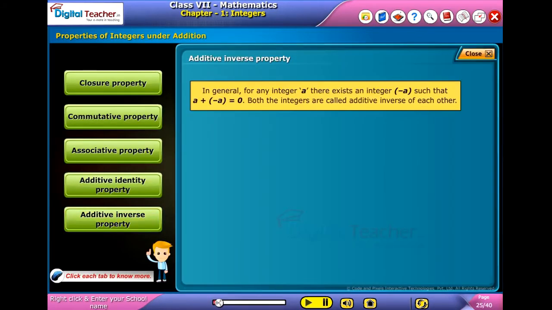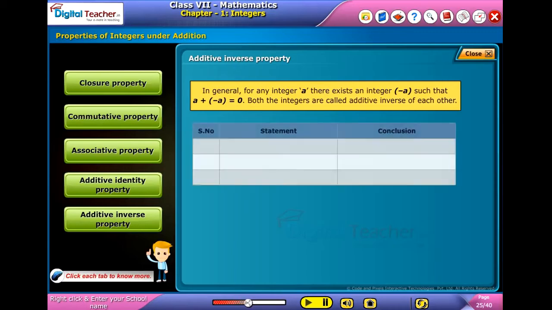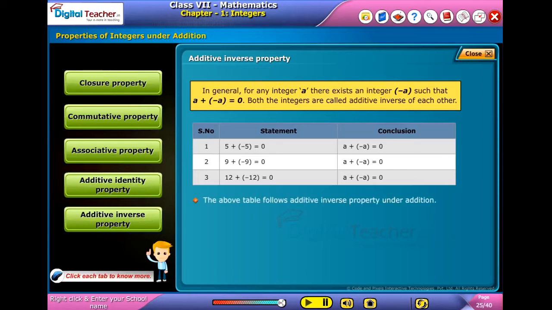Additive inverse property defines that for any integer a, there exists an integer minus a such that a plus of minus a is equal to 0. Both the integers are called additive inverse of each other. In the first statement, 5 plus of minus 5 is equal to 0. And it concludes that a plus of minus a is equal to 0. Same for the second and the third statements as shown in the table. Therefore, the above table follows additive inverse property under addition.